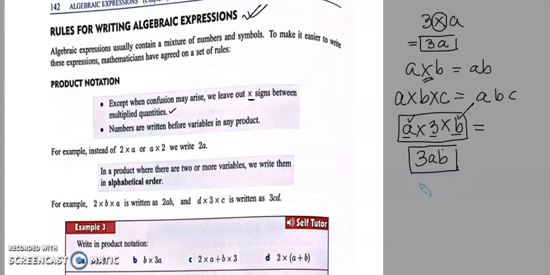Similarly, n times m times 7 can be written as 7mn. I hope it is clear. 2 times b times a is written as 2ab. d times 3 times c is written as 3cd.